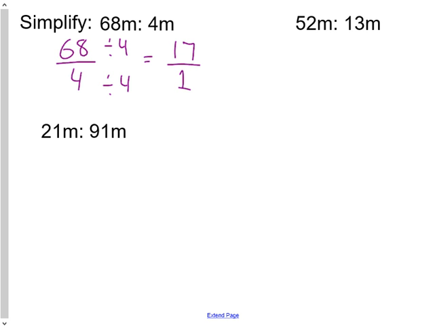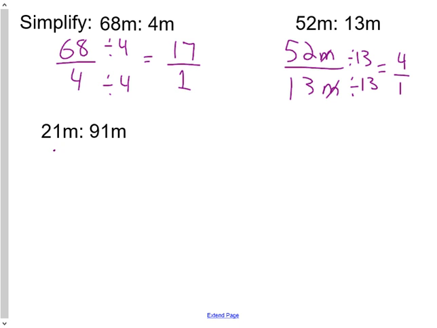However, if the labels change, you definitely need to convert. We wouldn't have like kilometers to meters, right? We would want to convert so that we would have an actual representation. Over here, 52 meters to 13 meters. They're both divisible by 13. And we're going to get 4 to 1.